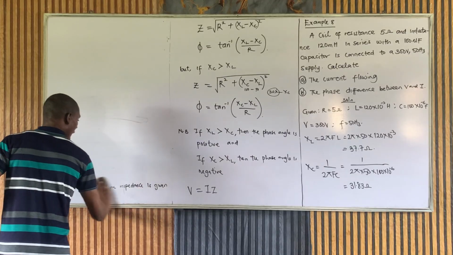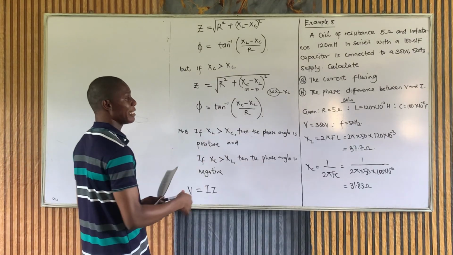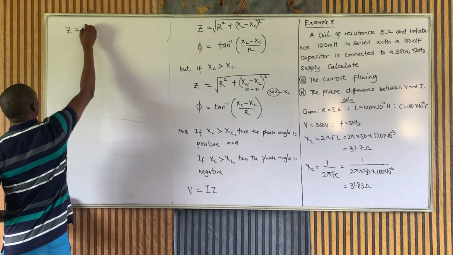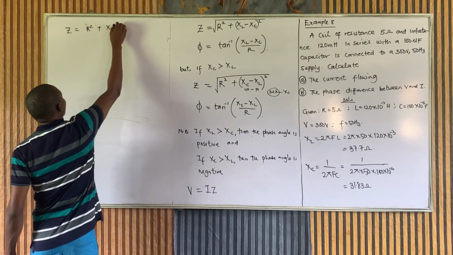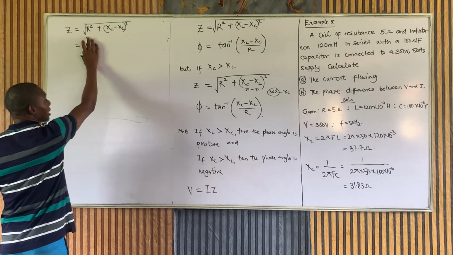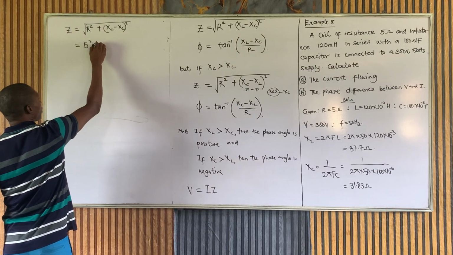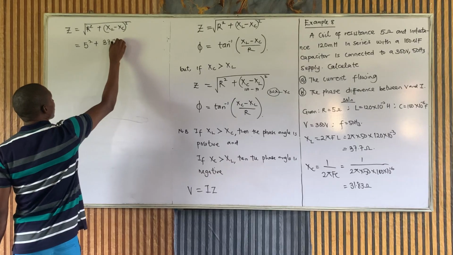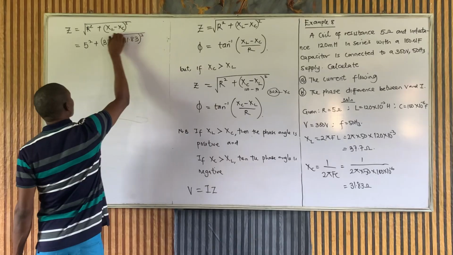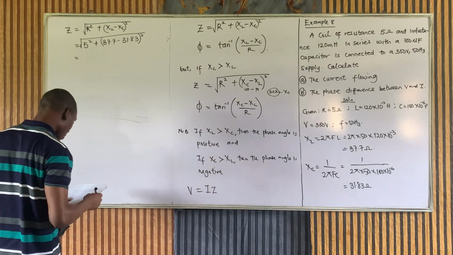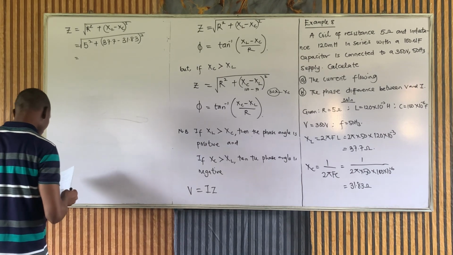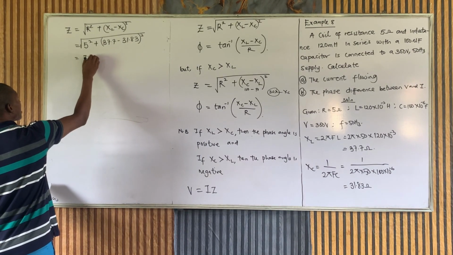So our impedance now, since XL is greater than XC, our impedance Z will be equal to the square root of R squared plus (XL minus XC) all squared. Our R here is 5, so it is the square root of 5 squared plus (37.7 minus 31.83) squared. So if we evaluate this, we are going to have that our impedance is equal to 7.71 ohms.